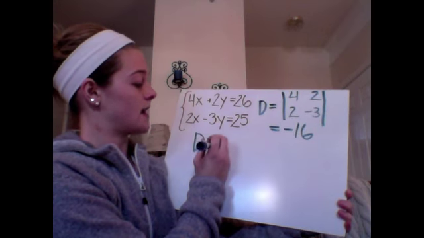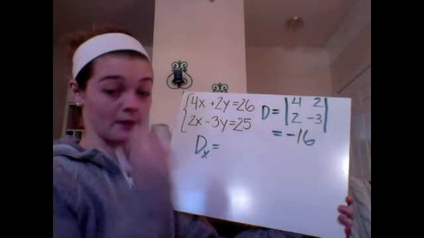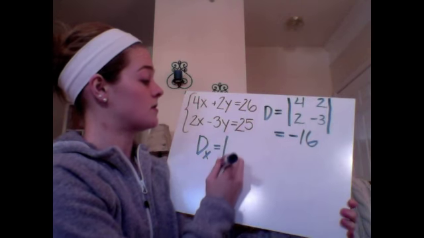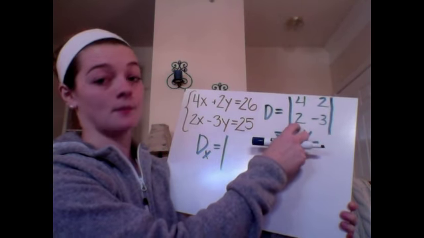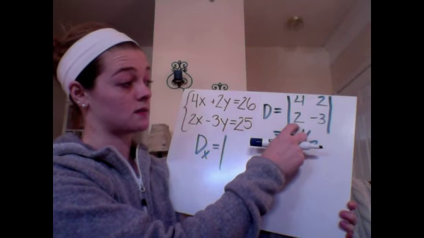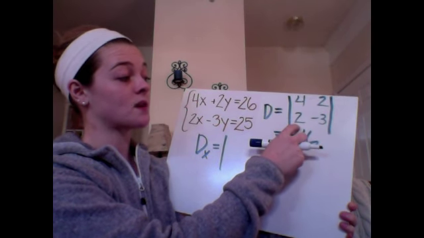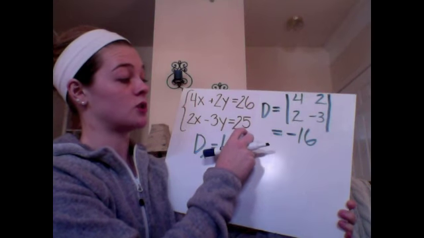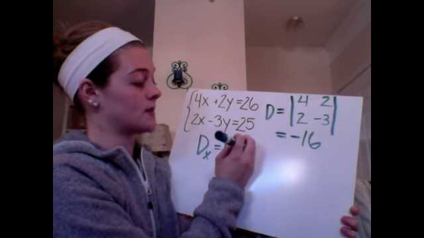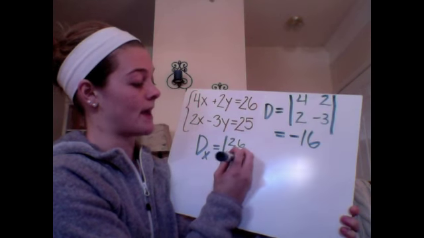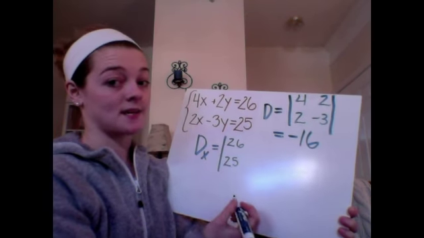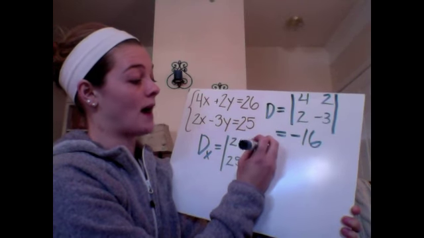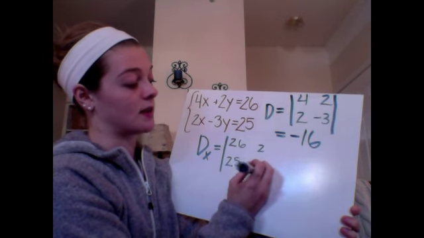Okay, this is going to actually help you solve for your variable x. What you're going to do, because that first column were your x's coefficients, is replace the x coefficients with your solutions. Okay, so once again, because I'm going to start solving for my x, I'm replacing the x column. The y column is going to be left the same.